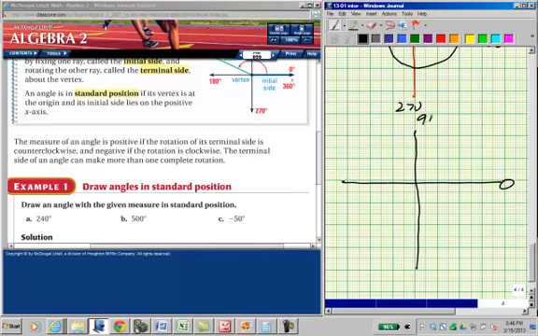Here's 0, 90, 180, 270, 360. All right, that's positive 50. Let's use purple. Okay, initial side, always the same. Now, going negative: 0, negative 90, negative 180, negative 270, negative 360. So in between 0 and negative 90, it's going to be negative 50, right about here. And so we start at the initial side, and we go to the terminal side, and that's negative 50.